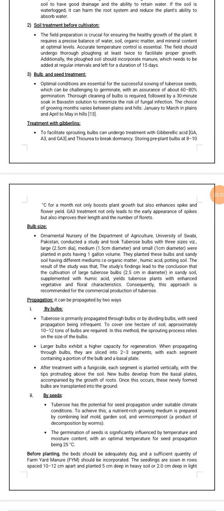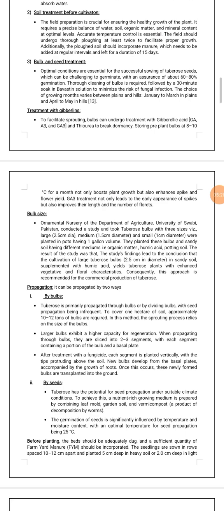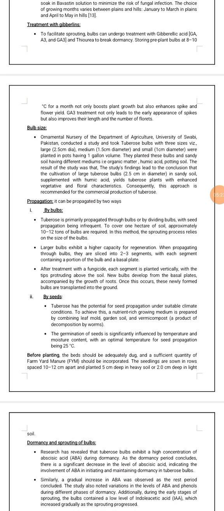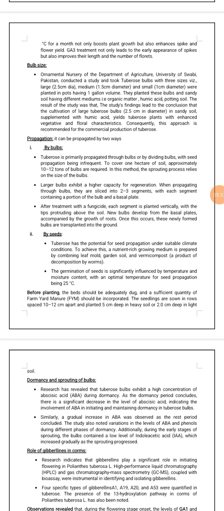Bulb and seed treatment: optimal conditions are essential for successful sowing of the tuberose seeds, and 60 to 80% of germination will depend upon the bulb and seed treatment. It is grown in the time period of January to March in the plains and April to May in the hills. And there is the treatment with gibberellins, which are growth promoting hormones in plants. When the plant is not sufficiently producing it, we can artificially spray gibberellins onto the plants, and it will help in the growth. Third is the bulb size.